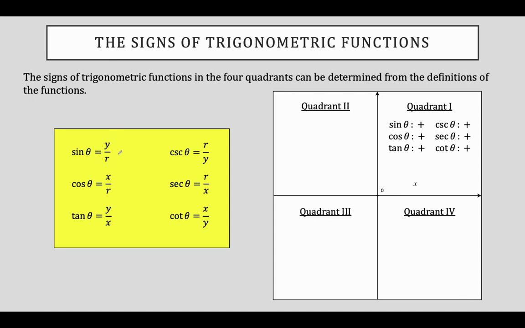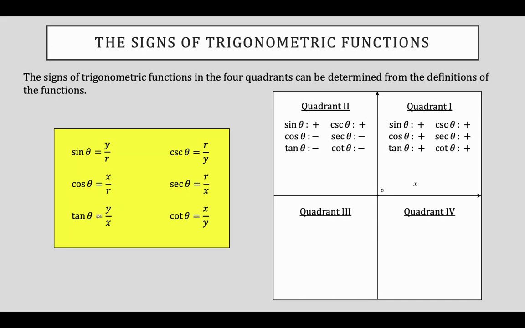A positive over a positive gives us a positive. Same thing with cosine. X must be positive in the first quadrant, divided by R, which is positive, gives us another positive. A positive y divided by a positive x in the first quadrant is going to give us a positive value for tangent. As we move into the second quadrant, the x coordinates all become negative. That means that sine is going to be positive, which corresponds to y divided by r. Cosine is negative, x over r. And tangent is also going to be negative, y divided by x.